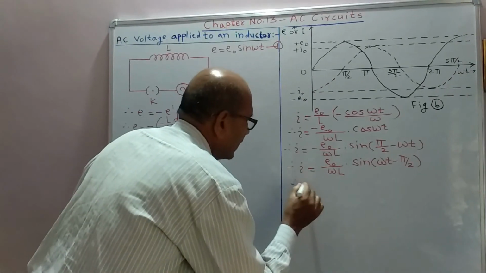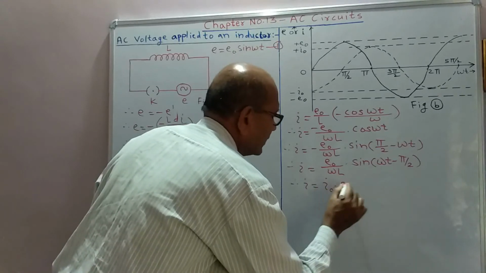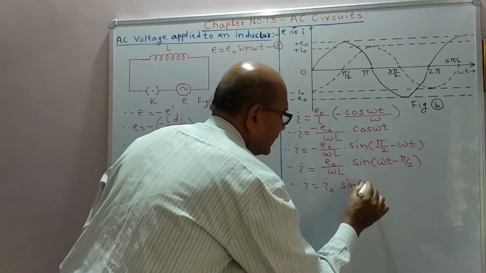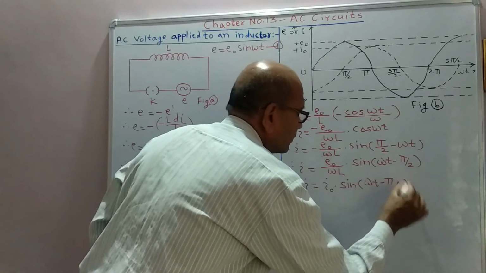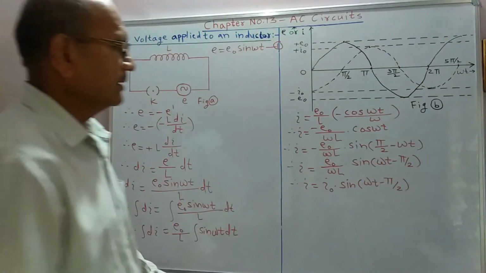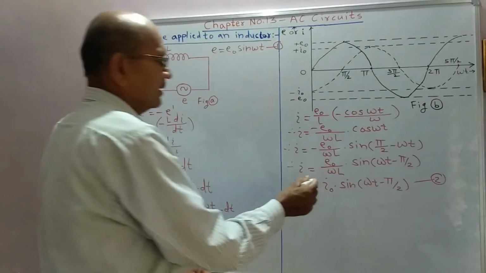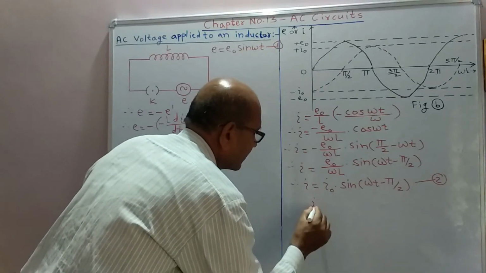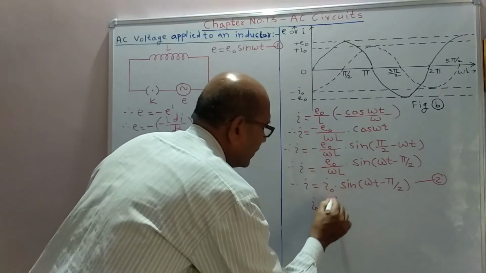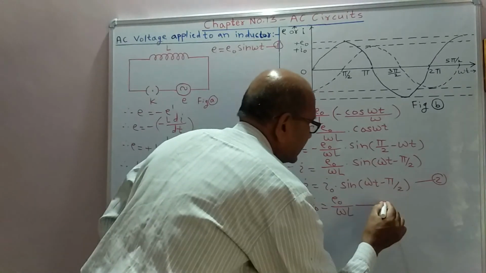Therefore, I is equal to I naught into sine of omega t minus pi by 2. This is equation number 2. Here I naught is equal to E naught upon omega L. This is equation number 3.